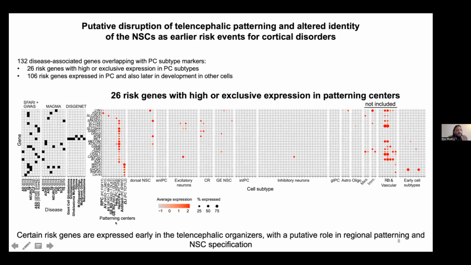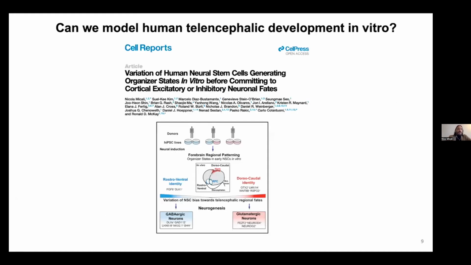So this shows that certain risk genes are expressed early in the telencephalic organizers with a pivotal role in regional pattern and neural stem cell specification. Now, of course, studying this early phase of human brain development is challenging. So, can we model human telencephalic development in vitro?